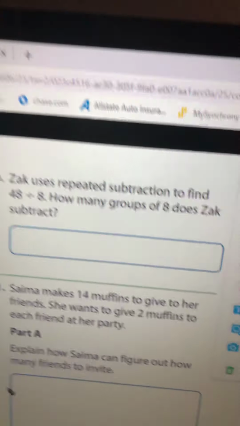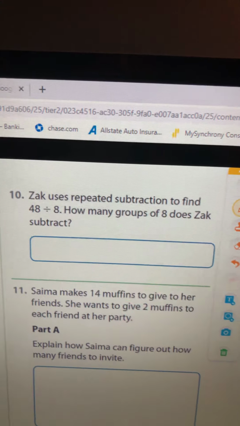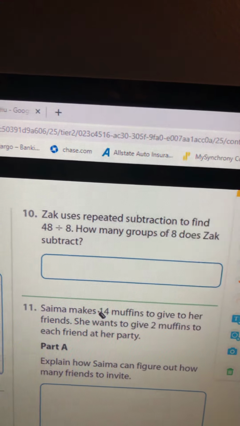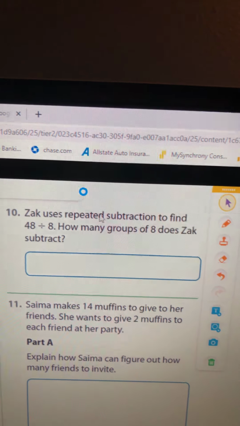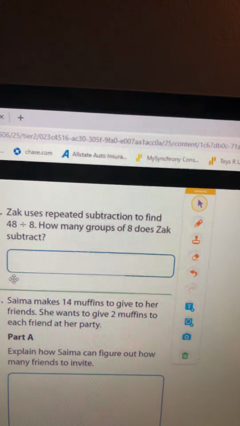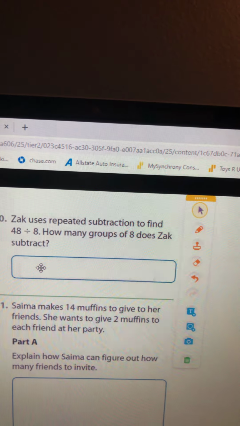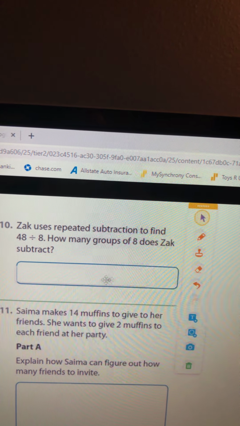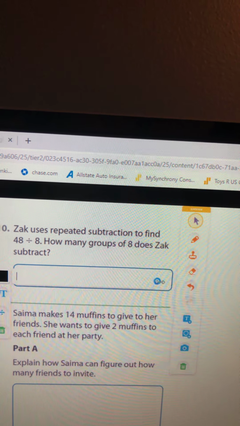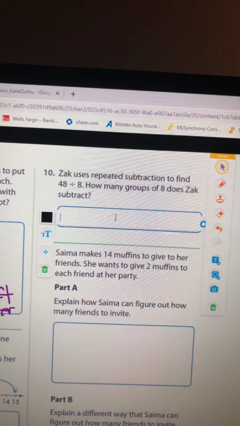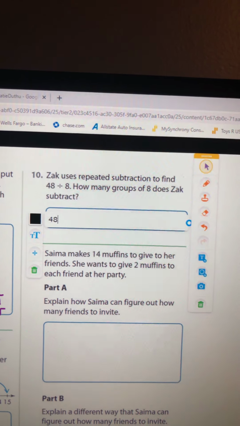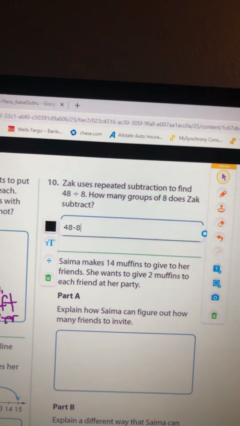Okay, here's the next one. Zach uses repeated subtraction to find 48 divided by 8. So this is where we subtract minus 8 until we get to 0, okay? I'm going to use my little text tool, okay? Now, you're going to have scratch paper, so no worries. All right, so we're going to start with 48 minus 8, okay?